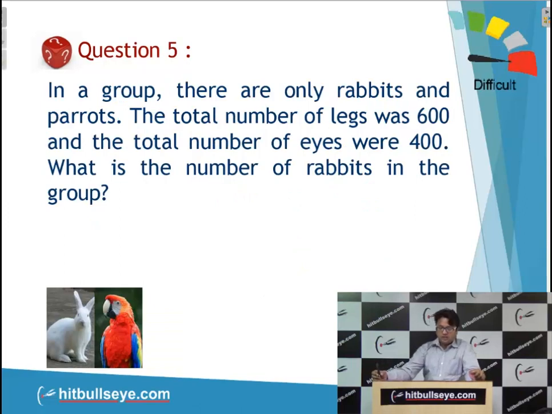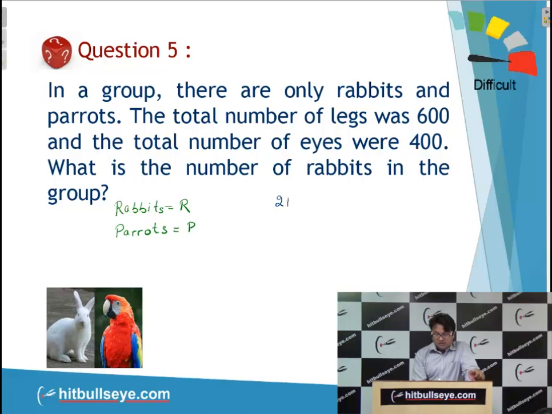Here the question is speaking about rabbits and the parrots. The total number of legs they have is 600 and the total number of eyes they have is 400. Then we need to tell what is the number of rabbits. Similarly, we could say that let the rabbits here be equal to R and parrots equal to P. Now all of you know that the legs the parrots have is 2 and the legs of the rabbits is 4.